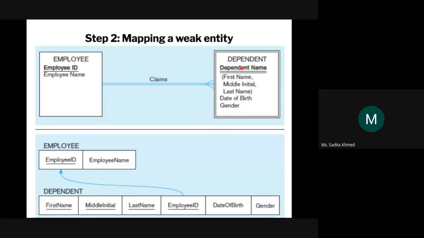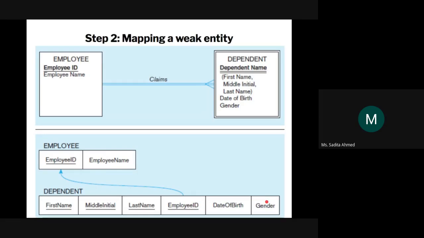But we won't have any attribute in the dependent relation named dependent name. We will break it down to first name, middle initial, and last name, as you can see here. And then also date of birth and gender. These two are the regular attributes. We'll place them as regular attributes in the dependent relation as well.